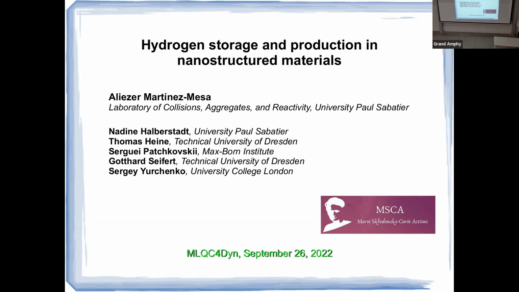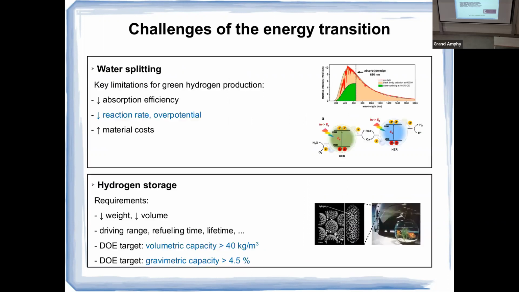I want to thank the organizers for setting up this meeting. For me it was the first approximation to these topics of machine learning and quantum computing, and also for having the opportunity to present what we have been doing during the last time on hydrogen storage and production at the nanoscale, and to motivate a discussion about how these techniques can be applied to this subject. So let me first introduce you the problem.